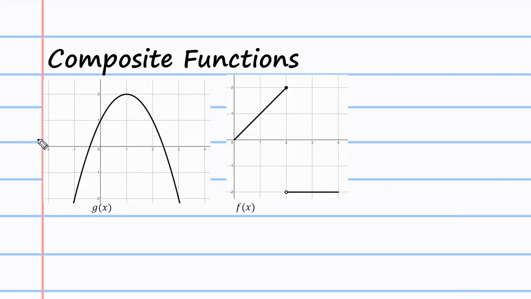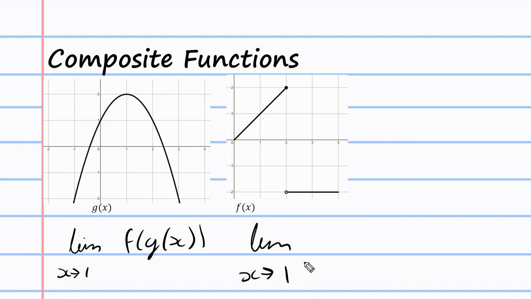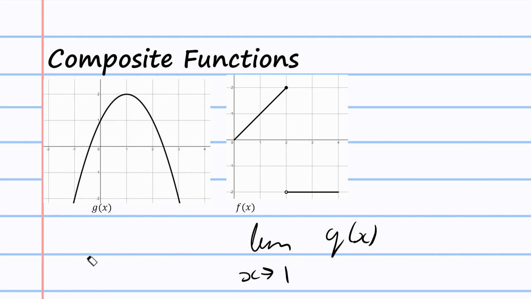Okay, so now we're given the task to evaluate the limit as x approaches 1 of f of g of x, okay? First, our first task is to evaluate the limit as x approaches 1 of g of x, okay? So just forget about this for now. Let's just focus on evaluating the limit as x approaches 1 of g of x, okay? Tackle the problem one by one, okay?